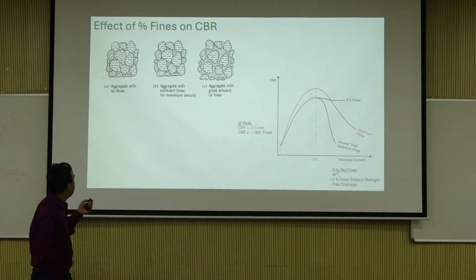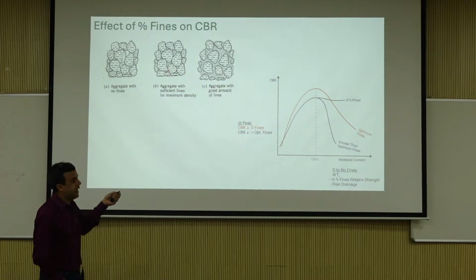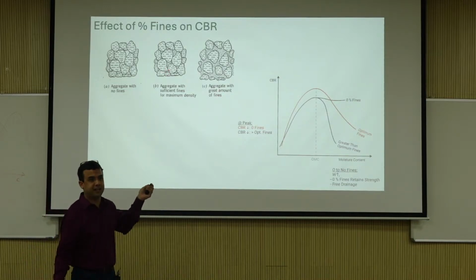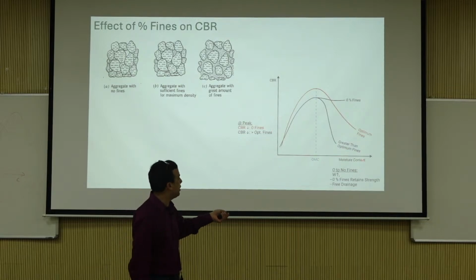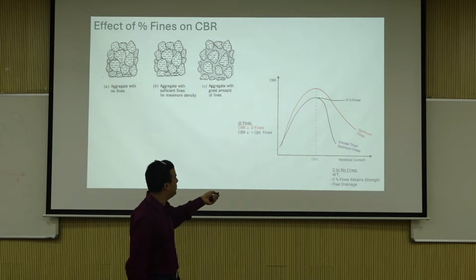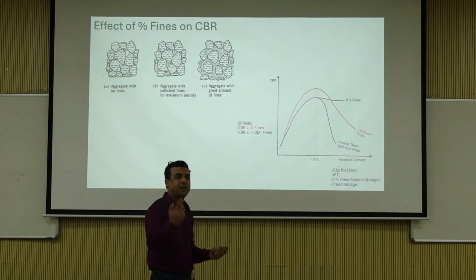Fines matrix, you can have no fines, just the right amount of fines, and greater amount of fines than optimum, right? Moisture content, at a certain point, if there is no fine, the water you add, what happens to it?